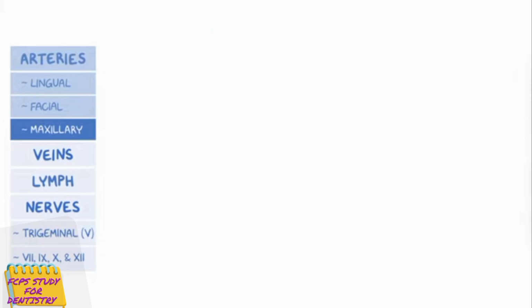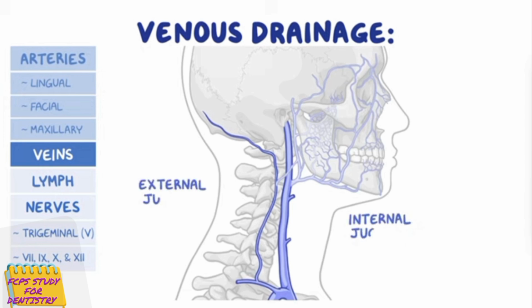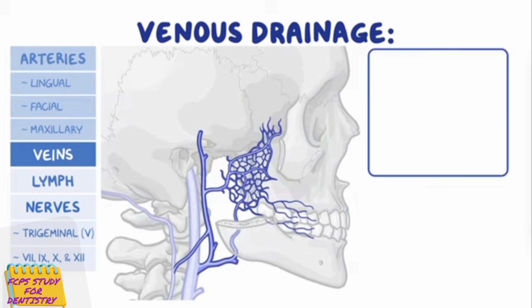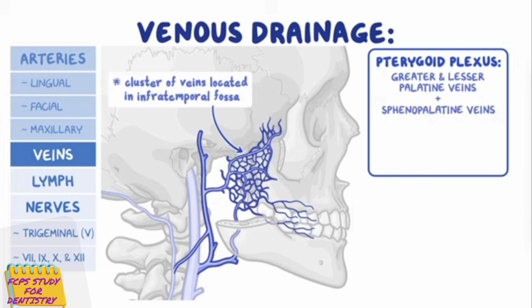Moving on, the veins of the oral cavity accompany the arteries of the same name and eventually drain into the internal and external jugular veins. Some of the veins, though, take a slight detour and join into the pterygoid plexus, which is a cluster of veins located in the skull's infratemporal fossa. These include the greater and lesser palatine veins and the sphenopalatine veins from the palate, the superior and inferior alveolar veins from the teeth and gingiva, and veins from the muscles of mastication.